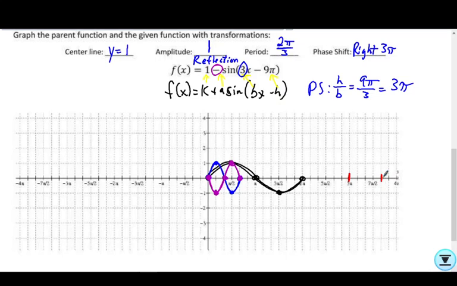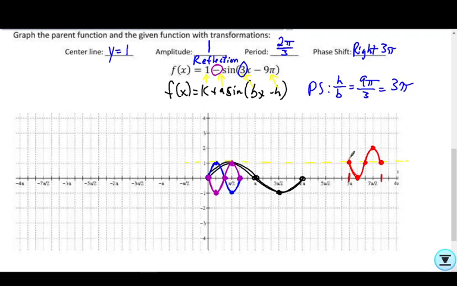It's going to end right there, but we also have to move it up 1 because my center line is now at positive 1. So I'm going to move it to the right 3 pi and up 1, which puts my zeros on the center line here. And then amplitude's 1. So there is my finished function.